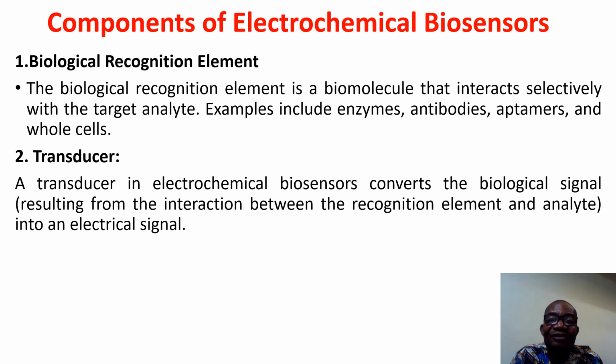So the main components of electrochemical biosensors are: 1. The biological recognition element. The biological recognition element is a biomolecule that interacts selectively with the target analyte. What happens is that a biological recognition element can interact with the analyte.